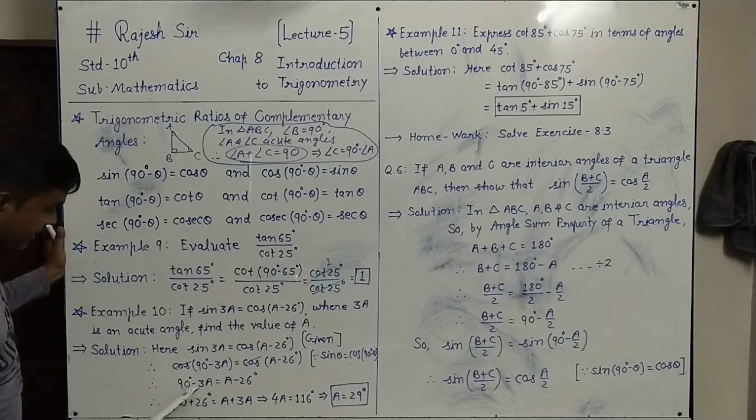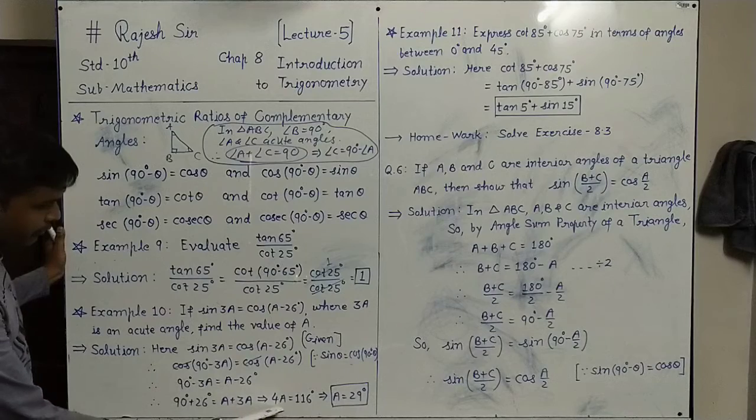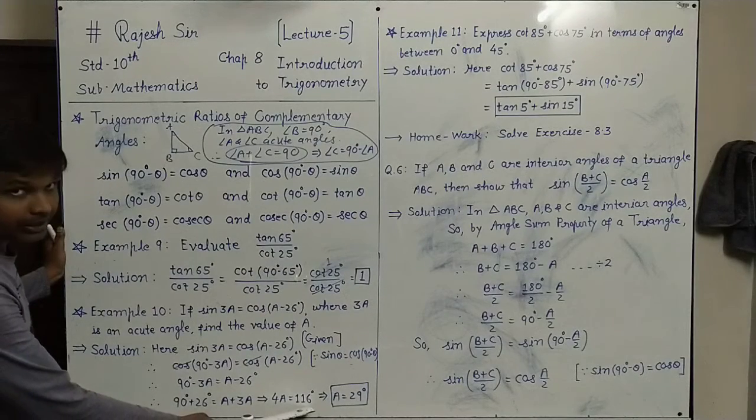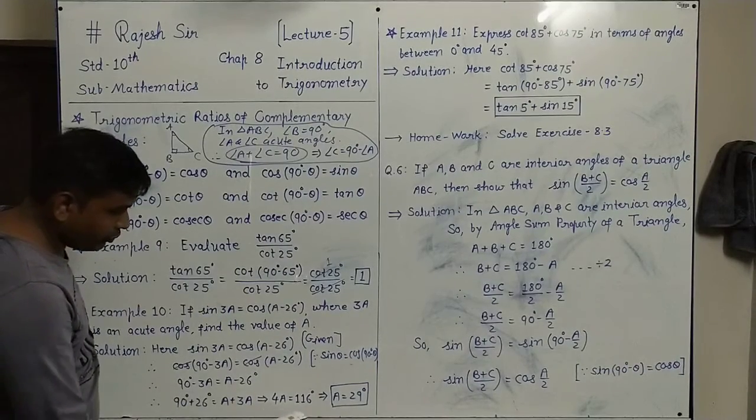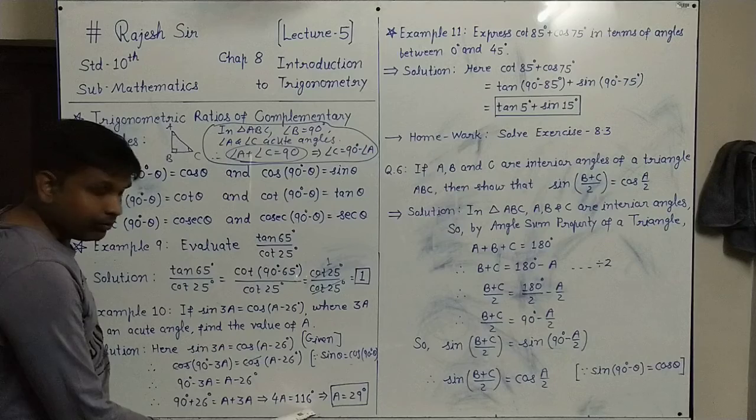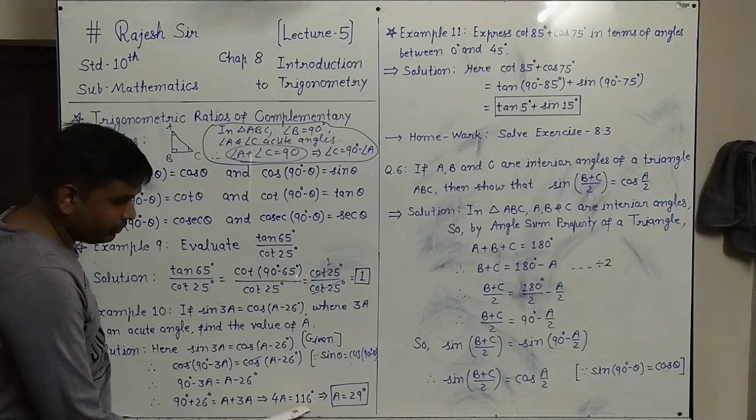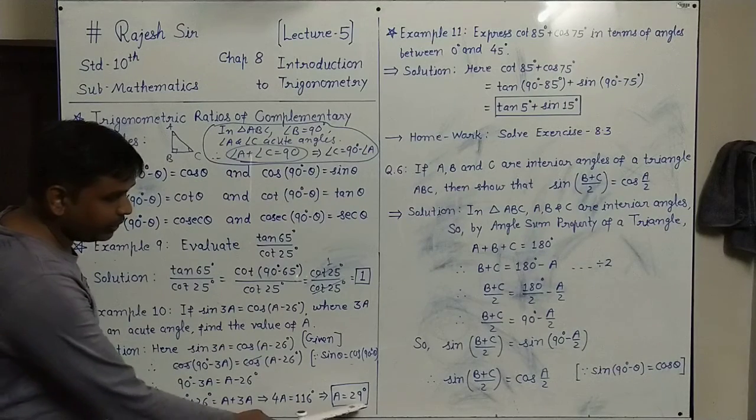Now for simplification: 90 degrees, and the minus 26 taken to the left becomes plus 26. This is the equal sign, and a as it is. The minus 3a is taken to the right and becomes plus 3a. So a and 3a become 4a, equals 90 plus 26, which is 116. So 4a equals 116, so a equals 116 divided by 4. If you divide 116 by 4, you will get 29.